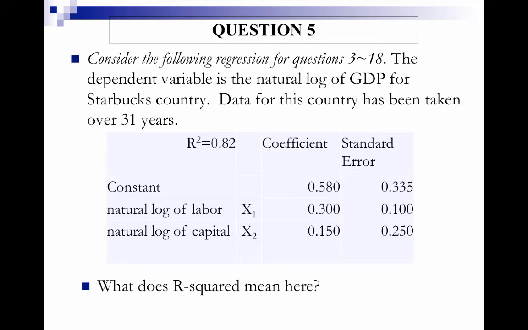Okay, so what does the r squared mean here? The value of r squared of 0.82 means that 82% of the variation in the dependent variable, which is the natural log of GDP for Starbucks country, can be explained by the variation in the independent variables.